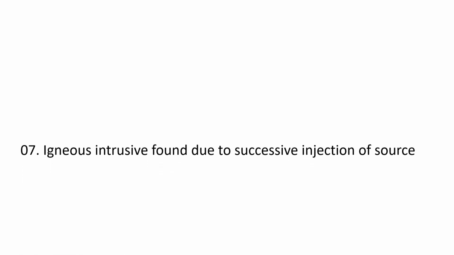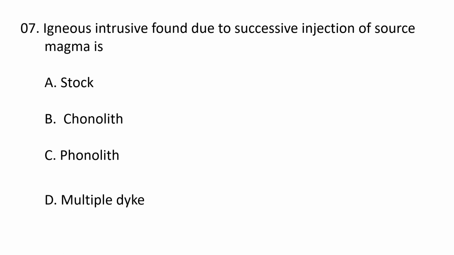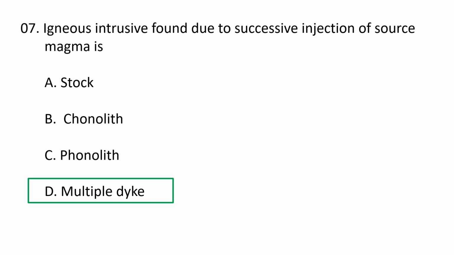Next question. Igneous intrusive found due to successive injection of the source magma is A. Stock, B. Cone sheet, C. Phonolith, D. Multiple dyke. The correct answer is D. An intrusive body is described as multiple when it forms from repeated injections of magma of similar composition, and composite when formed of repeated injections of magma of unlike composition. So, a composite dyke can include rocks as different as granophyre and diabase. So, igneous intrusive found due to successive injection of the source magma is known as a multiple dyke. D is the correct option.